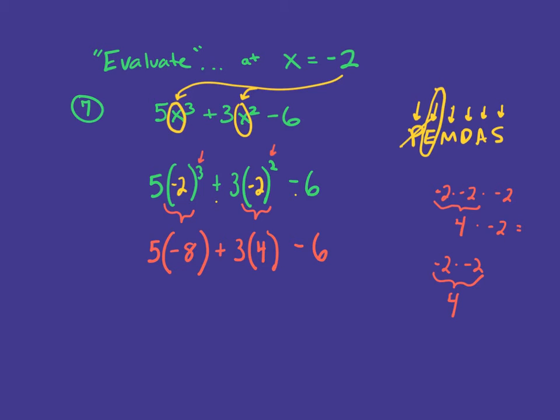And then we'll just do multiplying next, and then we'll do adding and subtracting after that. So 5 times -8. 3 times 4. And then you can solve it however you want to after that. We've got -40 plus 12. And then -6. -28 minus 6.